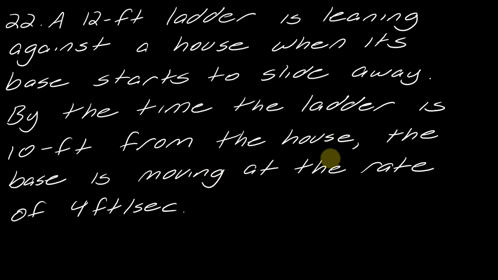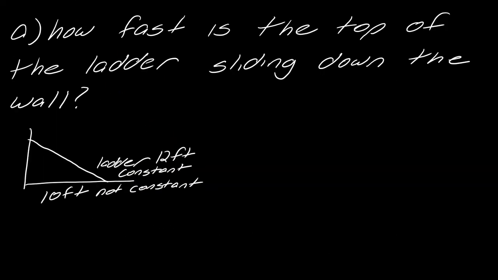The base is moving at the rate of 4 feet a second. So I'll also note that this is moving, since it's not constant. It's moving at this rate of 4 feet a second. So the question is, how fast is the top of the ladder sliding down the wall?